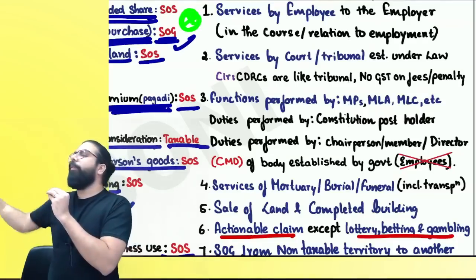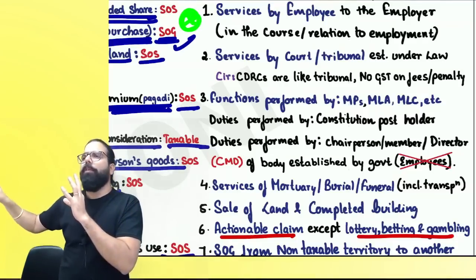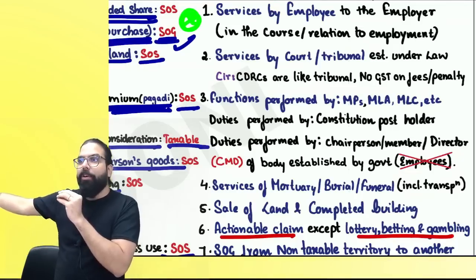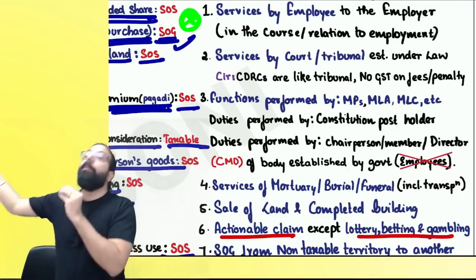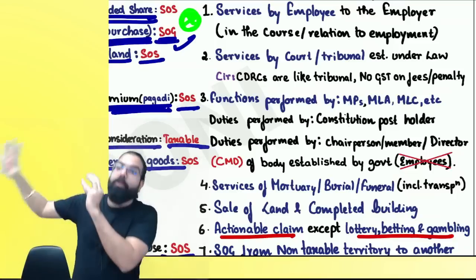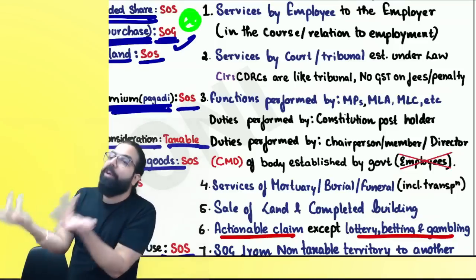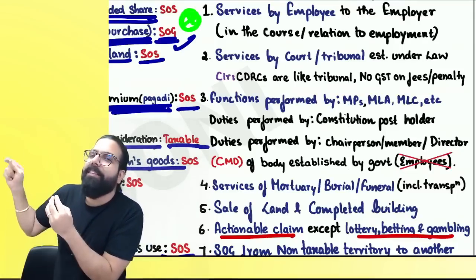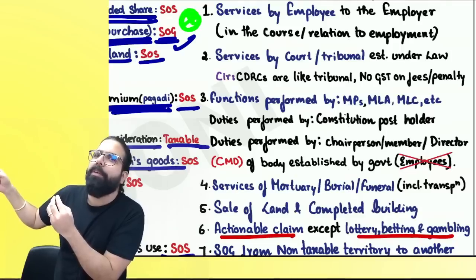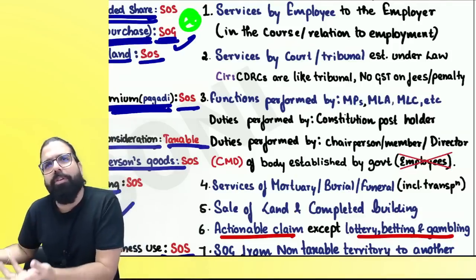I am giving rent-free accommodation and a car for use to my employee. Are we clear, everyone? When an employee is giving the service, I give salary, perquisites, etc. This is because of a contractual obligation. Will GST come, or is it neither supply of goods nor supply of service? Neither supply of goods nor supply of service.